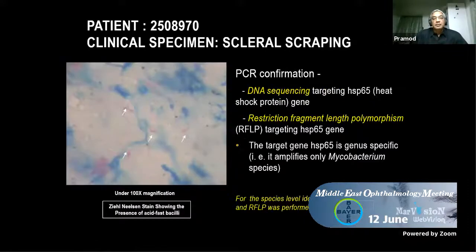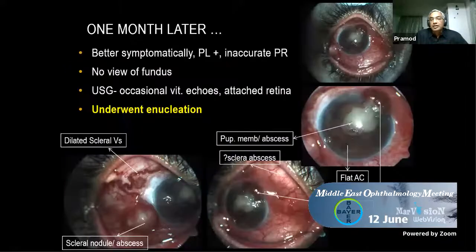The patient goes back, but again, as you see here, the scleral scraping persistently showed acid-fast bacilli. So we did DNA sequencing this time for confirmation, using PCR restriction fragment length polymorphism targeting the HSP65 gene, heat shock protein 65, which is very specific for Mycobacterium species. This is a non-tubercular Mycobacterium species. I can't go into detail because I'm not a microbiologist, but our microbiologists conveyed that we are dealing with a non-tubercular Mycobacterium, and they identified it as Mycobacterium abscessus.